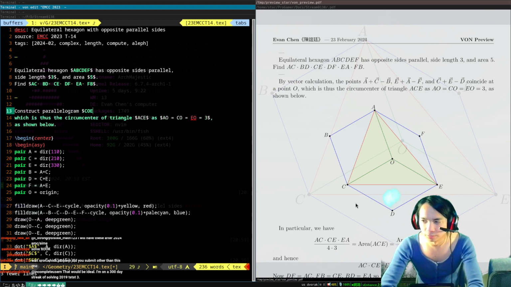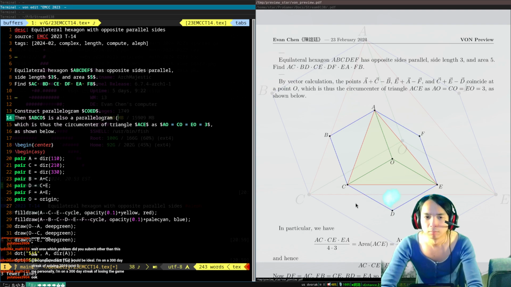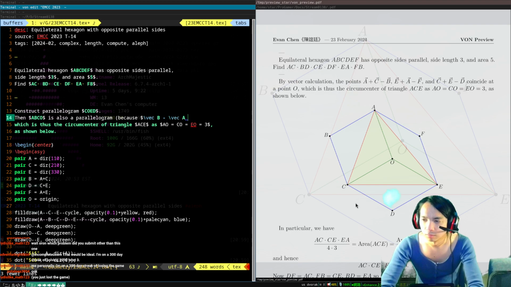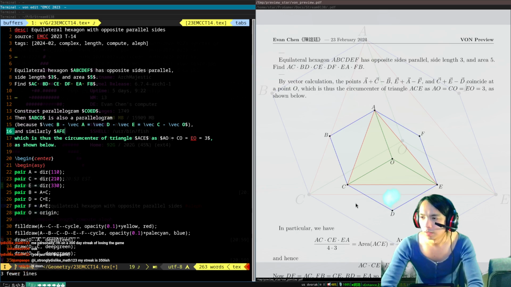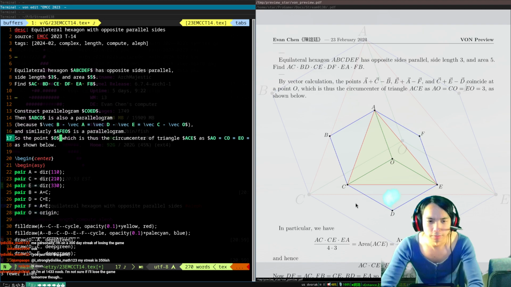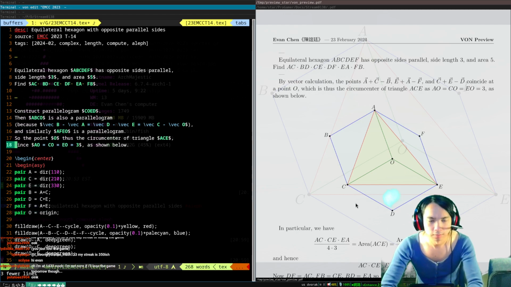I think it's easier to see it this way. COED, then ABCO is also a parallelogram because AB equals... yeah. And similarly, AFEO is a parallelogram. So the point O is thus the circumcenter of triangle ACE, since, or because.